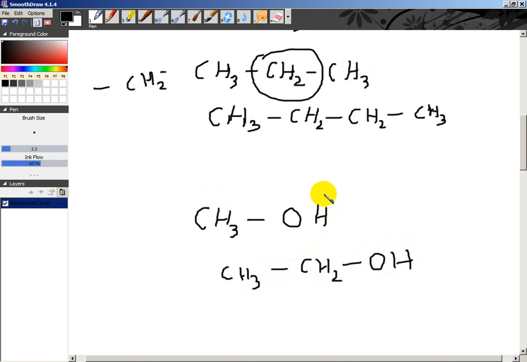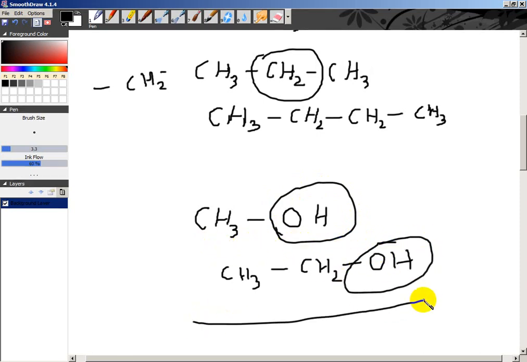In these two compounds, which atom or group of atoms determines the chemical properties? This OH determines the properties of this compound. So OH is called the functional group of this compound. OH determines the chemical properties of the other compound too, so OH is the functional group of that compound as well.